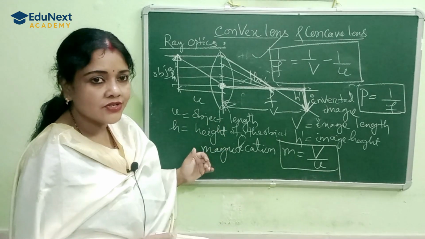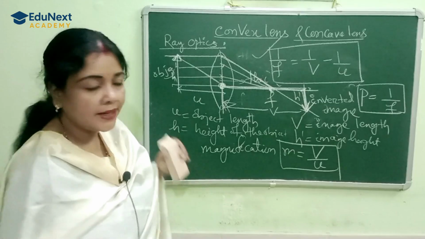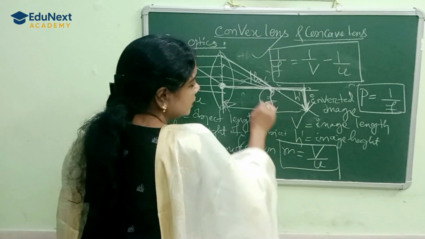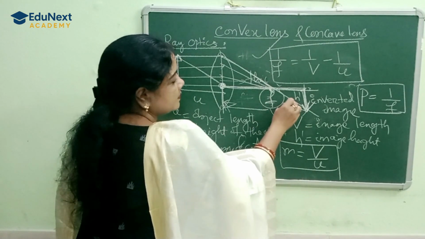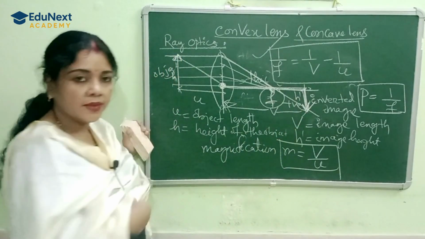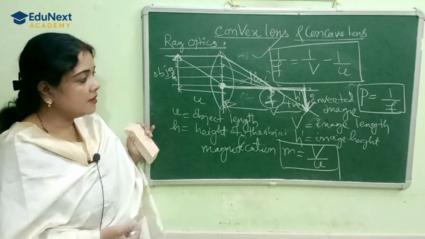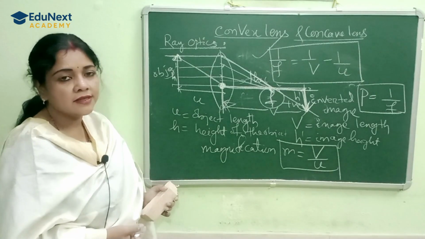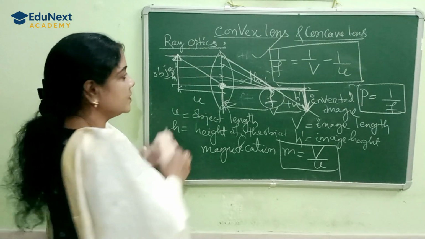Now let us discuss another fact. Another thing you need to remember is that here the focal length is positive. But whenever we discuss the concave lens, the focal length is negative. How? Now see.